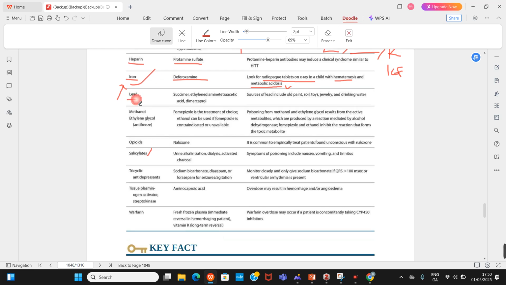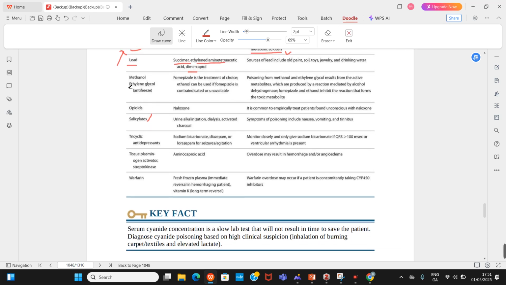So lead poisoning. We know the features of lead poisoning. Dr. Babande has said that 20 times. So succimer, EDTA, and dimercaprol. Any one of them. So methanol and ethylene glycol. The commonest presentation of methanol, they will tell us that this patient is having metabolic acidosis in the labs. Metabolic acidosis with vision problems. Methanol poisoning.